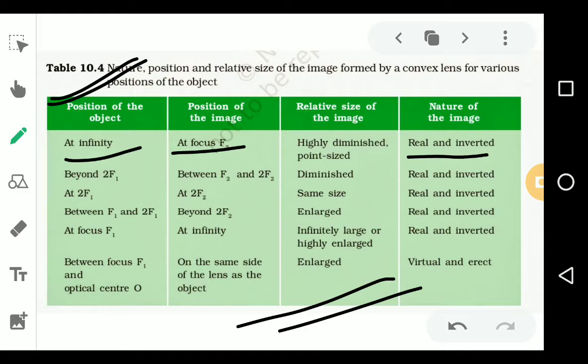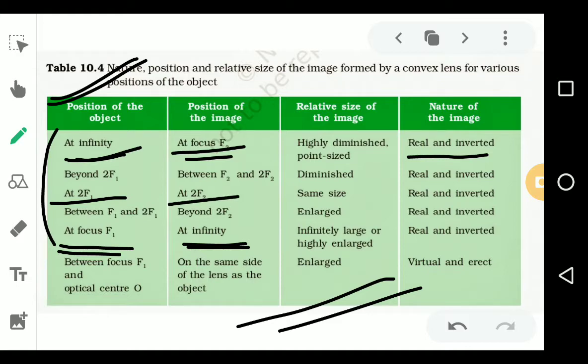4 columns. Okay, so when the object is at infinity, you are getting the image at focus. It is just opposite to the 5th one. When the object is at f1, you are getting the image at infinity. Okay, and this one is very easy to remember. You are taking the object at 2f and also you are getting the image at 2f. Okay, and when the object is beyond 2f1, you are getting the image between f and 2f, and this one is just opposite to this one.